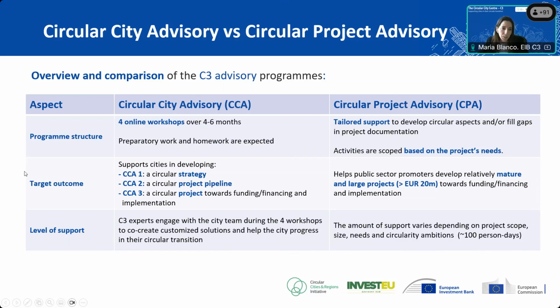The aim of the CCA is to support cities that are at different stages in their circular transition. That's why we have 3 programs. CCA1, which aims to support the city developing a circular strategy. CCA2, which focuses more on the definition of a circular projects pipeline in a specific sector. And finally, CCA3, the more advanced, where the city already has a strategy and a pipeline, and then the aim is to work with the city to develop circular projects towards funding, financing and implementation.